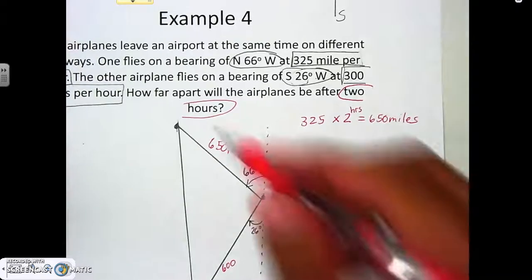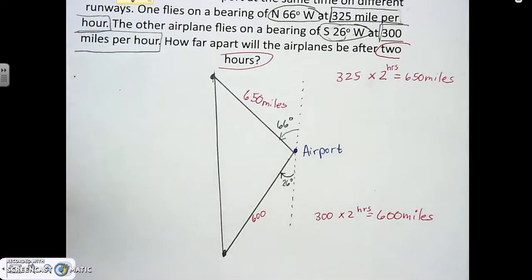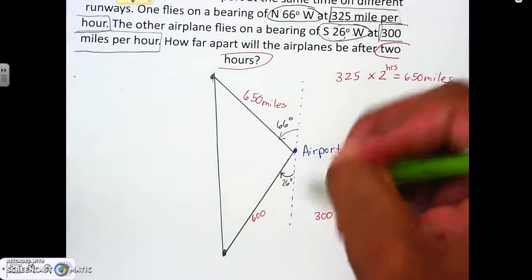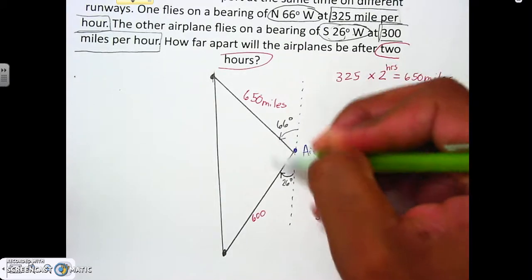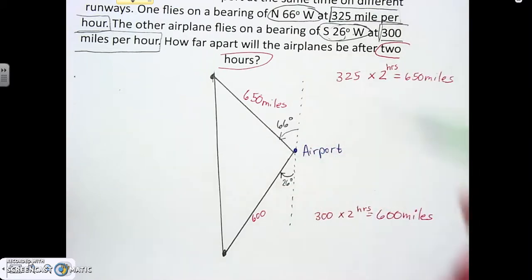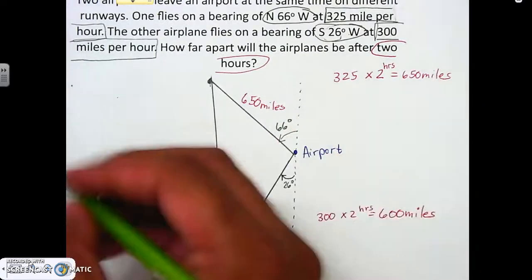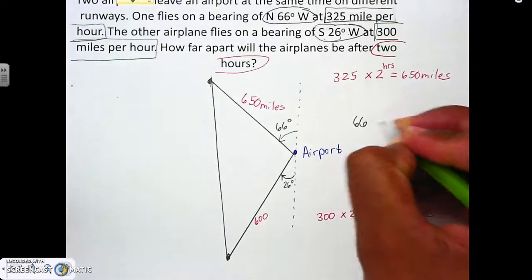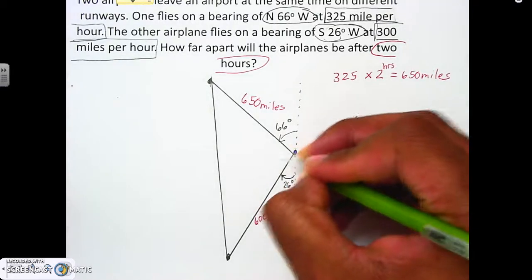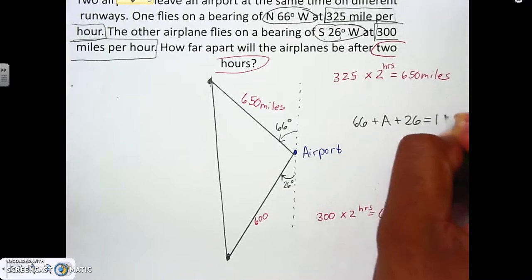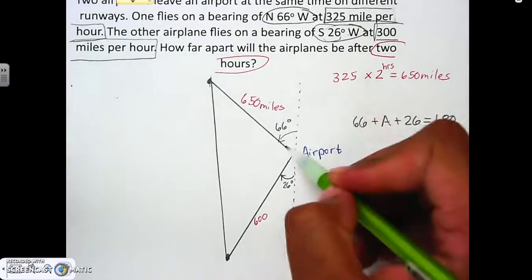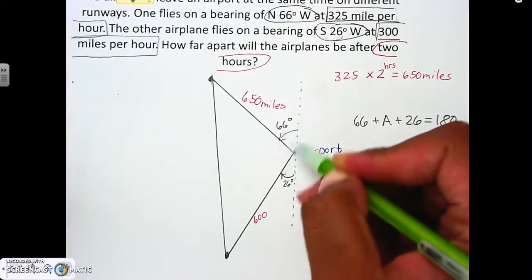Okay, now the thing we have to figure out is just this side right here. The best thing to do is look at it and say, okay, we know this is a straight angle. When it comes to all the stuff we learned in math, a straight angle means all of this equals 180 degrees. So if I add 66 plus whatever this side is, let's say A, plus 26, that should equal 180 degrees altogether, right? Because a straight angle equals 180 degrees.